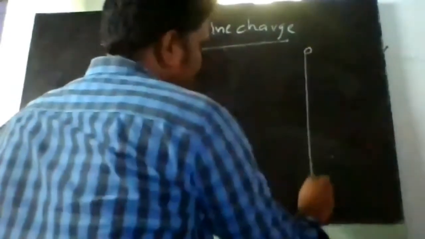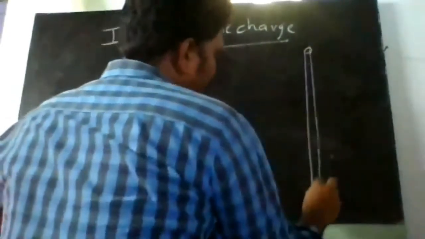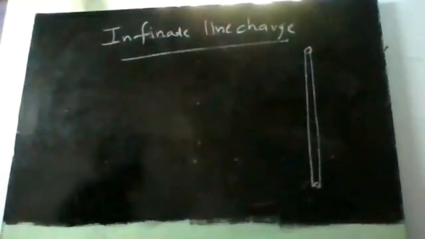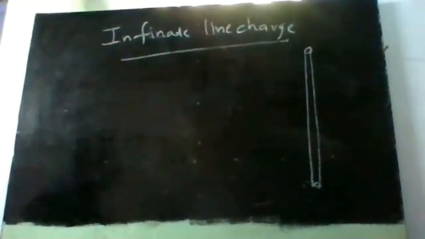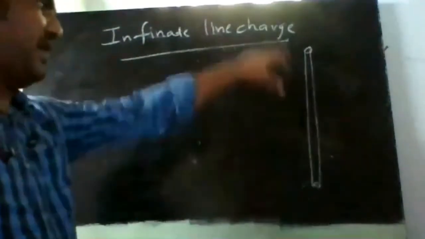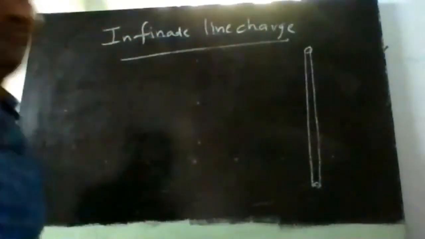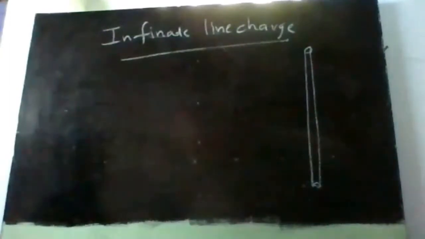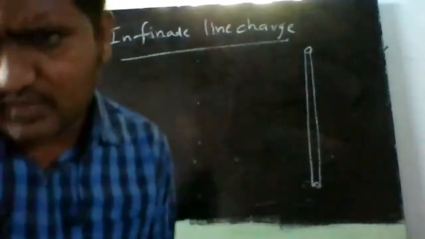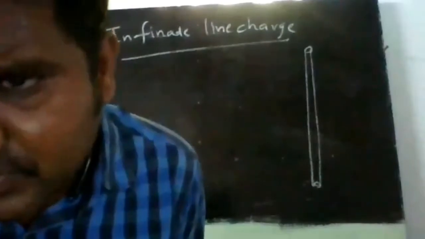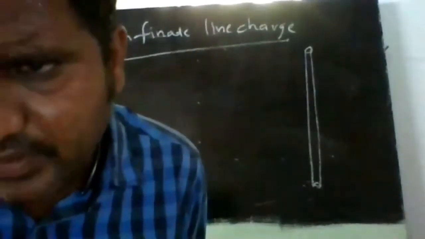So let us consider an infinite line charge. An infinite line charge will look like this. It is a line charge basically, like a wire. So I am having an infinite line charge. The length of this line charge will be infinity. That's why we call it an infinite line charge. One more person is waiting. One second.